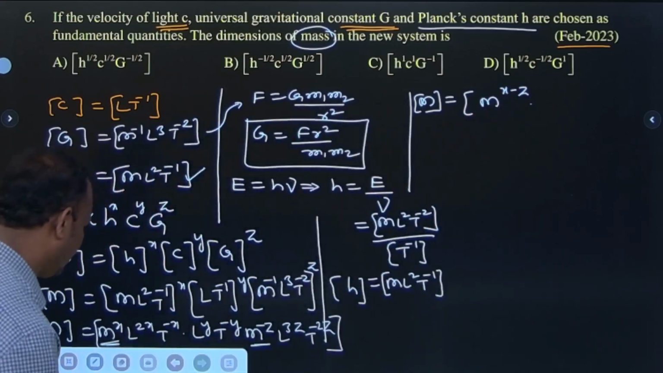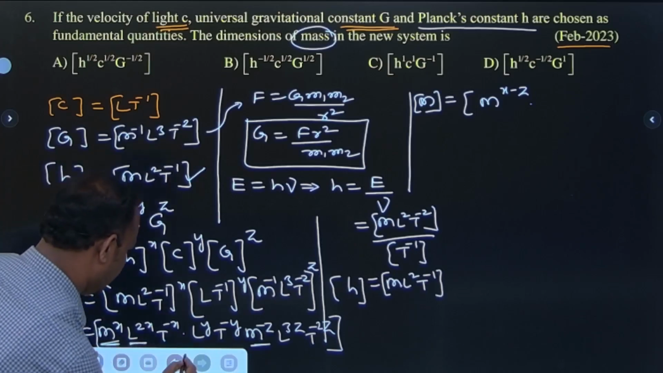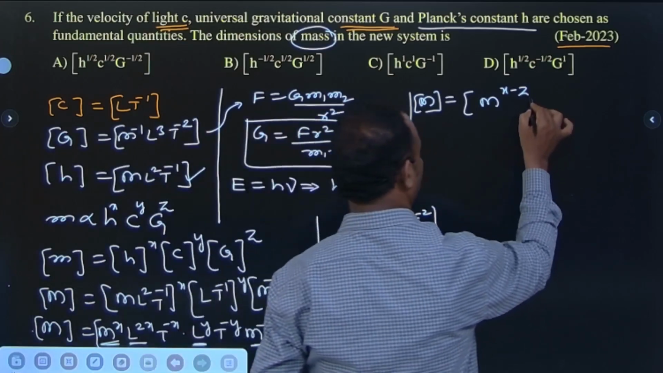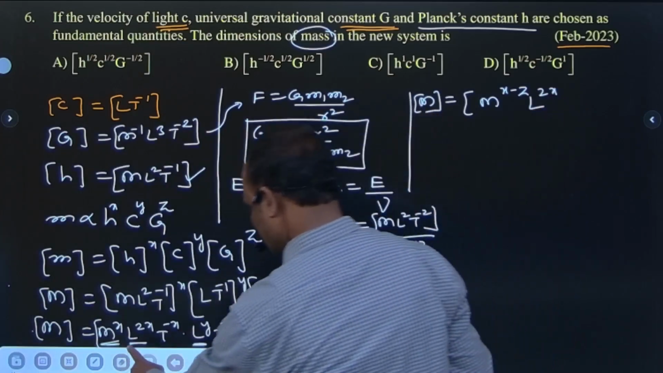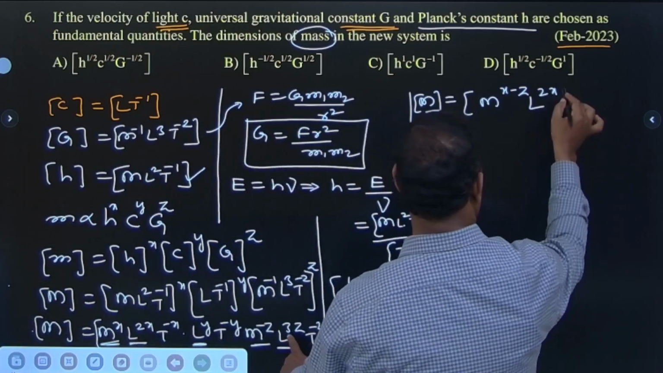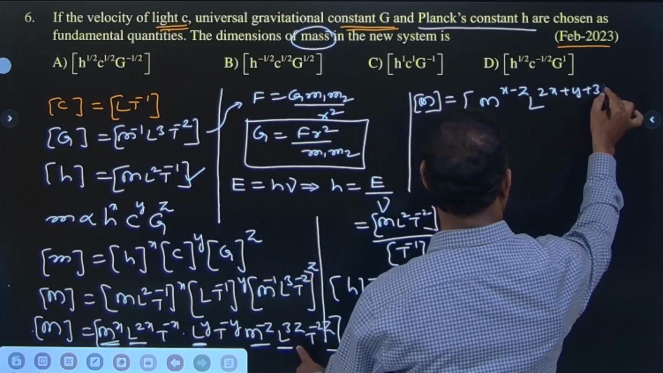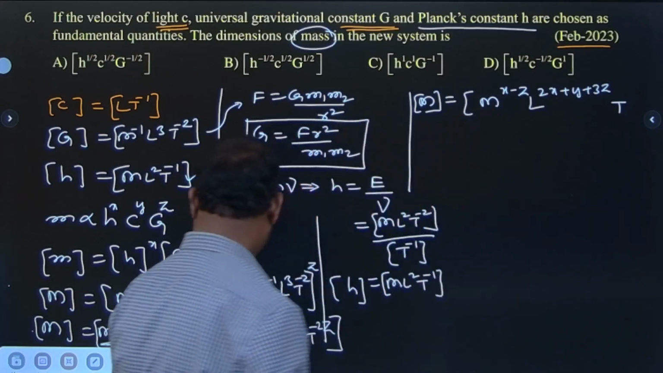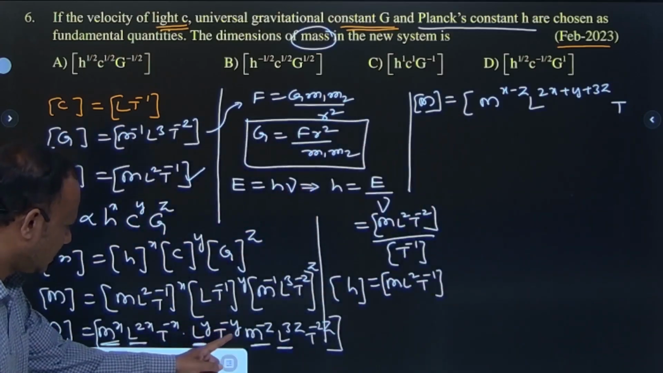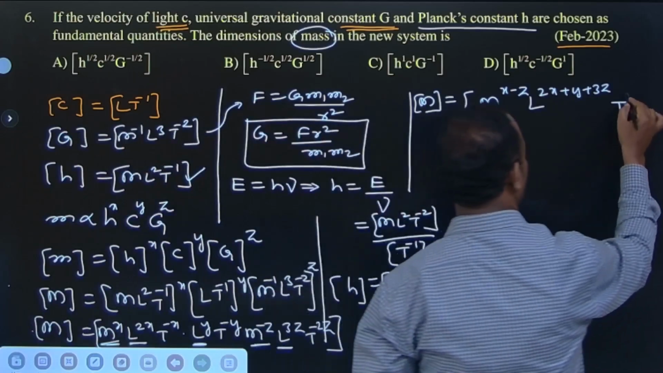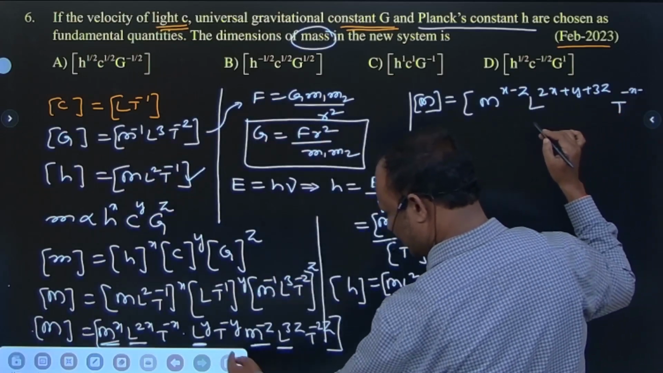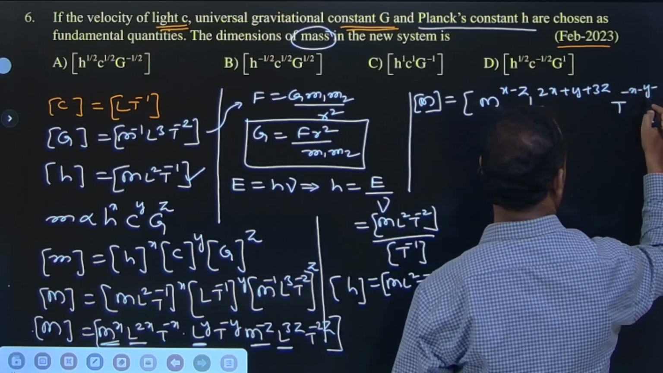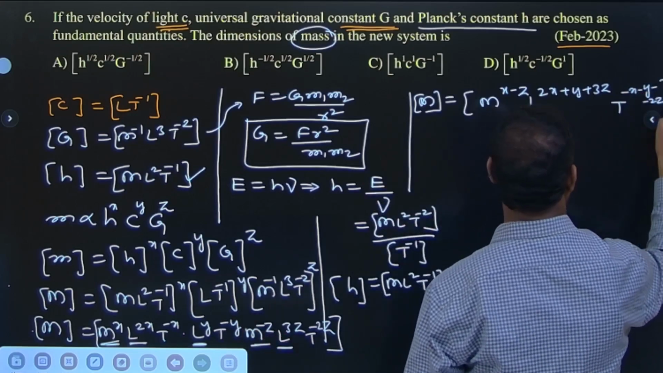L to the power of, what is there? It's 2X, next one is Y, next one is 3Z. So L power 2X plus Y plus 3Z. And next, T power: minus X, minus Y, minus 2Z. So T power minus X, next one minus Y, minus 2Z. Okay, that is the relation.